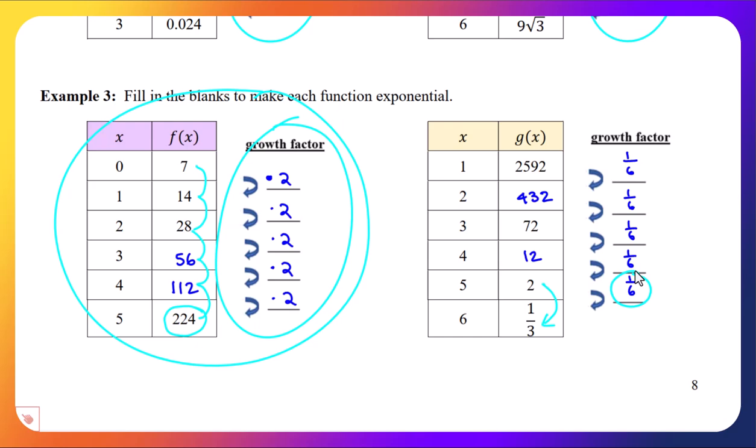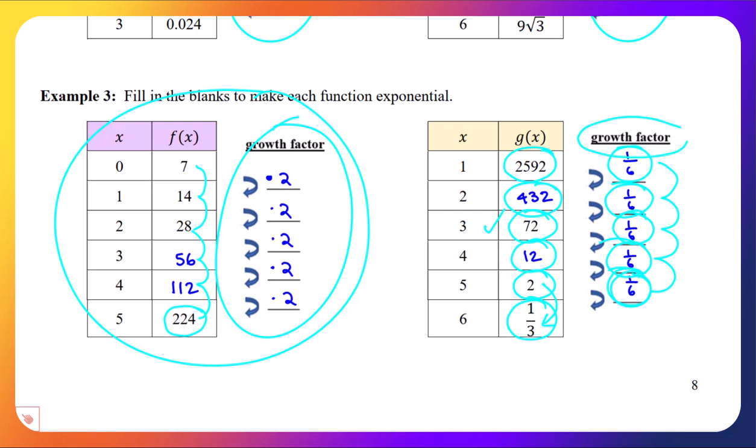Let's see if that works for everything else. I start here, multiply by 1/6, I get here. Multiply by 1/6, I get here. Sure enough, I get the number that they gave me. Multiply by 1/6, I get here. Multiply by 1/6, I get the number that they gave me originally. And sure enough, I'll get to 1/3 if I keep multiplying each term by 1/6, the growth factor.